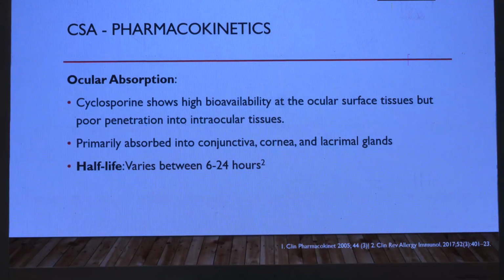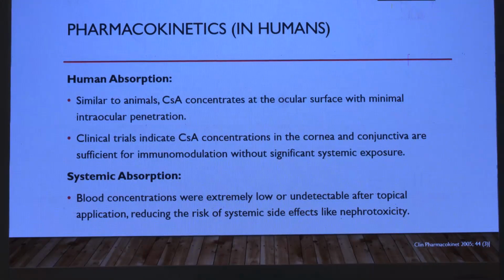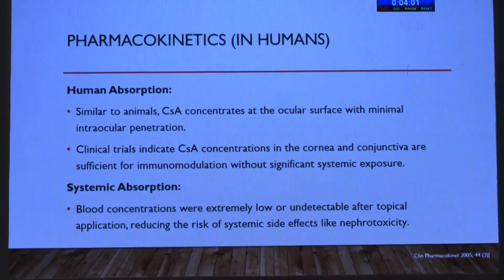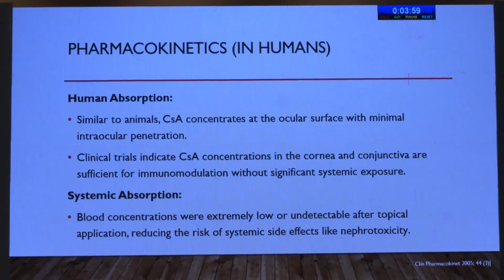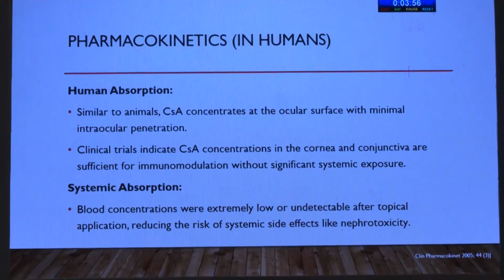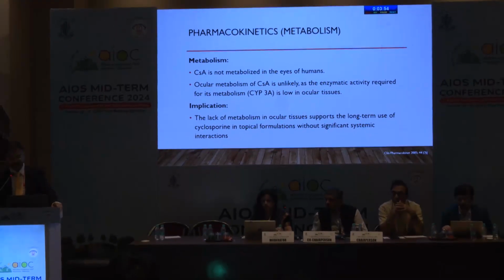On ocular exposure, cyclosporine shows high bioavailability at the ocular surface, but there is poor penetration into the ocular tissue. It is primarily absorbed into the conjunctiva, cornea, and the lacrimal gland, and the half-life varies from 6 to 24 hours. Human absorption is similar to that in animals. Cyclosporine concentrates at the ocular surface with minimal intraocular penetration, and clinical trials indicate that the concentration in the cornea and conjunctiva is sufficient for immune modulation without significant systemic exposure. Blood concentrations are extremely low and undetectable after topical application, which reduces the risk of side effects like nephrotoxicity, which we are all worried about with immune modulators.